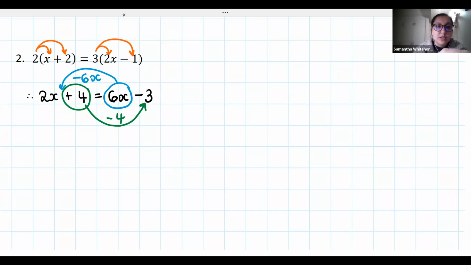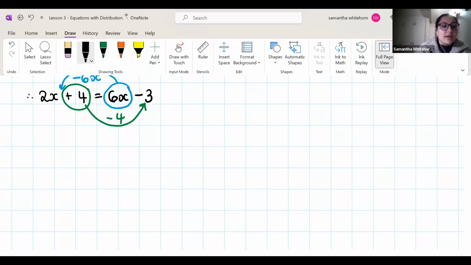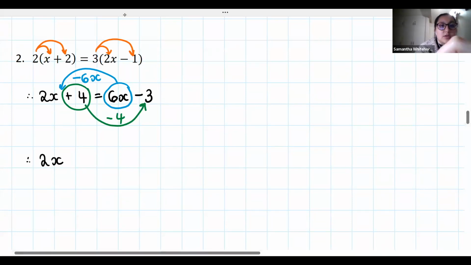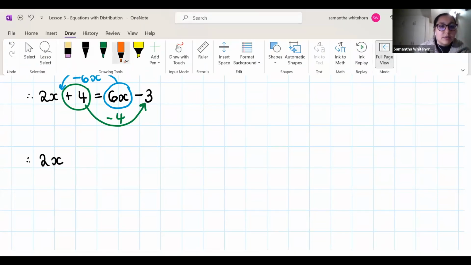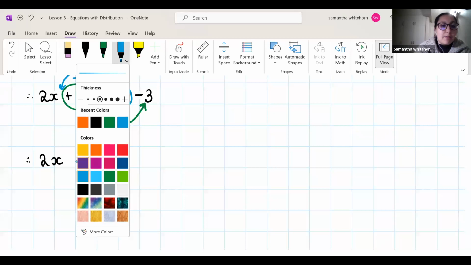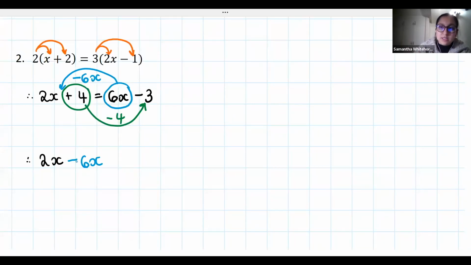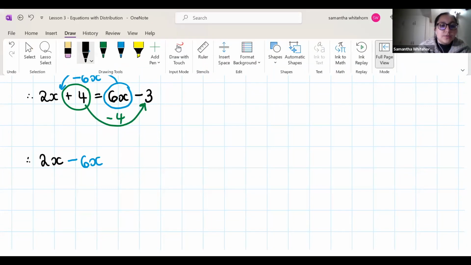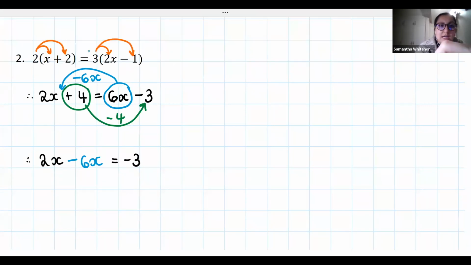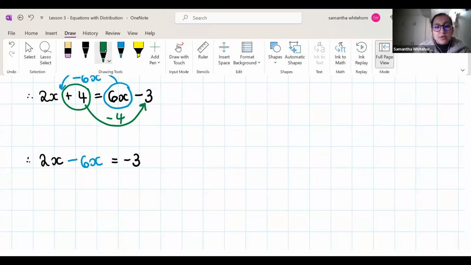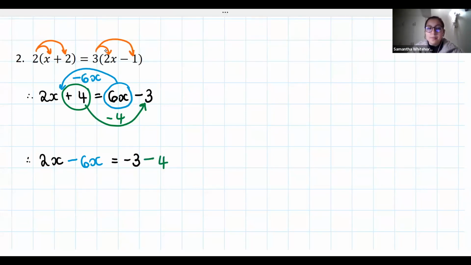Inverse operations. So what I now have on the left-hand side is 2x. I'm going to do my best to try and color coordinate as much as possible. 2x minus 6x, because I brought the 6x over, it becomes negative, is equal to minus 3, which stayed there. I didn't do anything with it. But now I'm bringing the plus 4 over, so minus 4. So Cameron, hopefully this is answering your question.